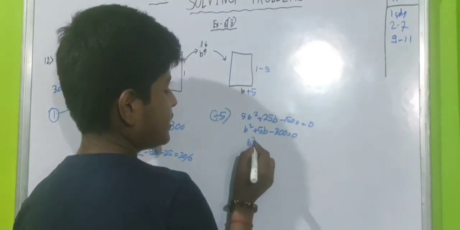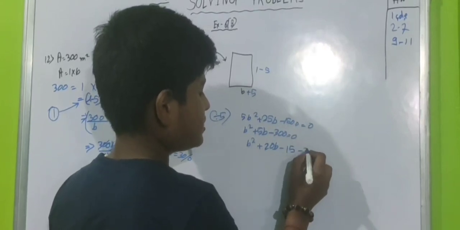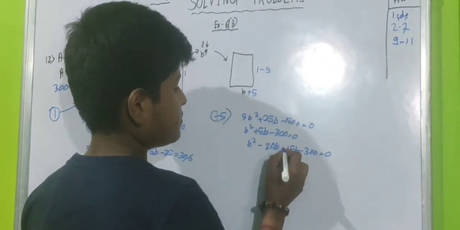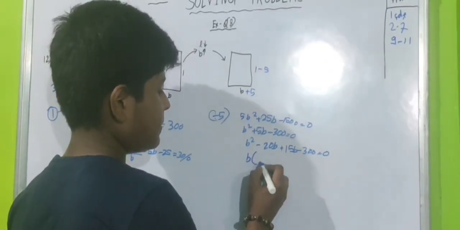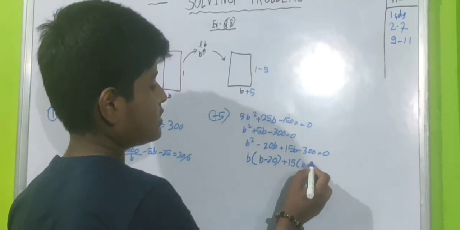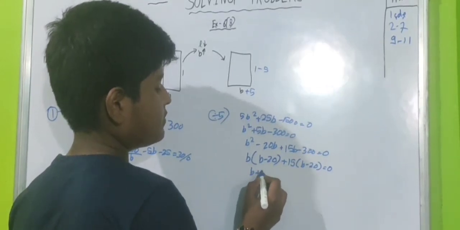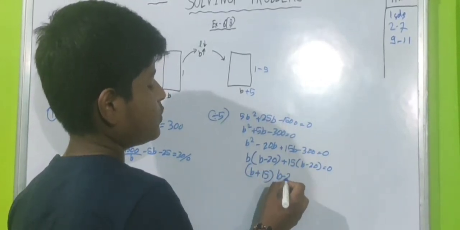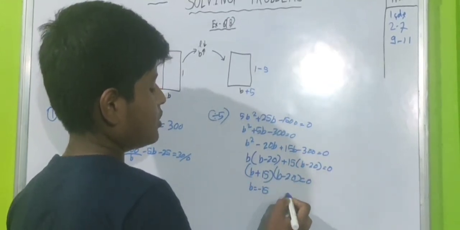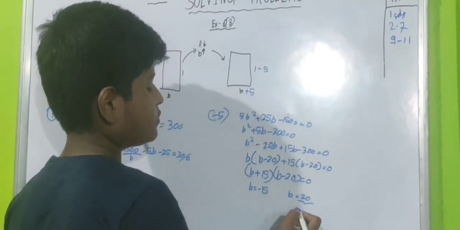Now do the middle term split, you will get plus 20B minus 15B minus 300 is equal to 0. It will be minus 20 plus 15. Grouping it, you will get B minus 20 and B plus 15 equals 0. Then the two terms are B plus 15 and B minus 20 equals 0. So the two values are plus 20 and minus 15. So we will go with plus 20 as our final answer.